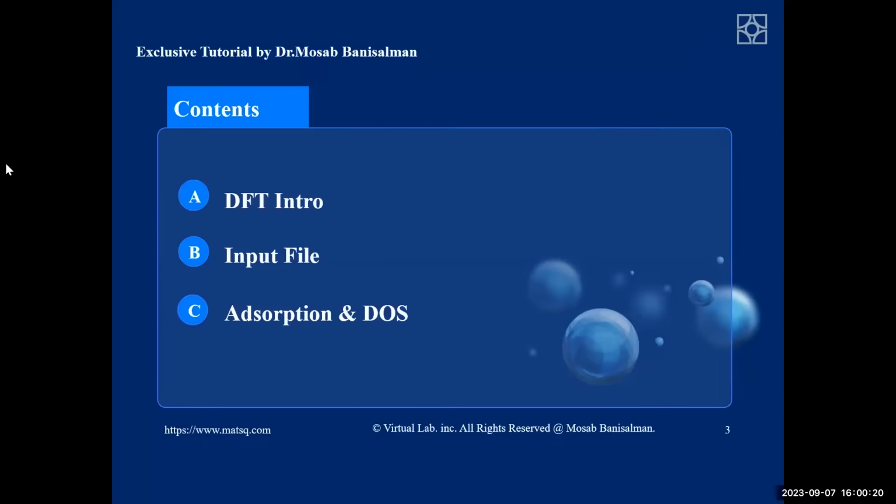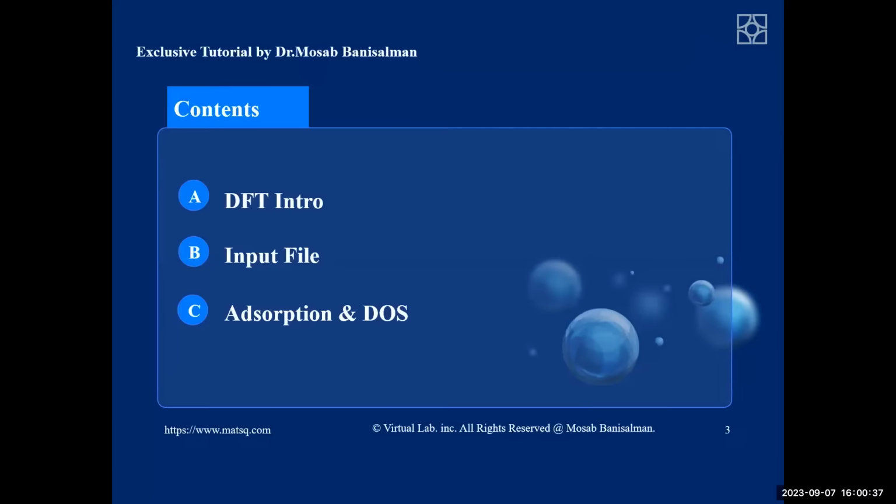In today's tutorial, I would like to focus mainly on three parts. The first one, I will discuss what is actually DFT calculation by showing a brief introduction to the history of DFT calculation and how we finally deal with DFT calculation in our research in material science or chemistry, okay?